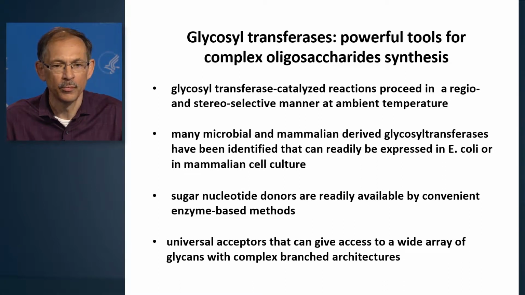Once upon a time, sugar nucleotide donors that are being employed by these enzymes were difficult to obtain. Now we have convenient approaches for enzyme-based production of these reagents. Also, over the last couple of years, universal acceptors have been developed that make it possible to make glycans enzymatically with highly complex branched architectures. So now the time is right to automate glycosyl transferase mediated oligosaccharide synthesis.